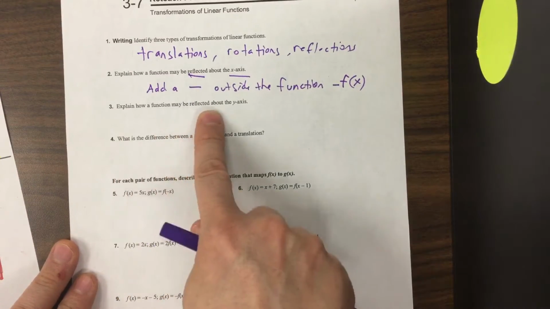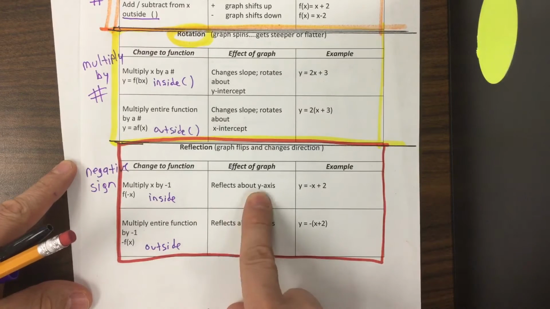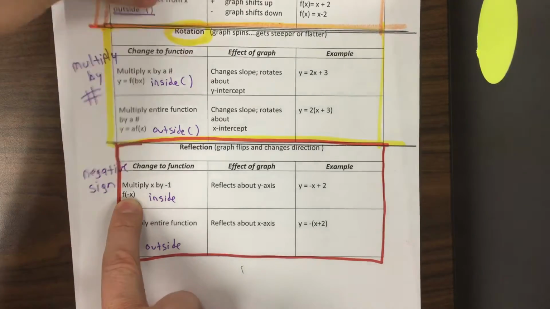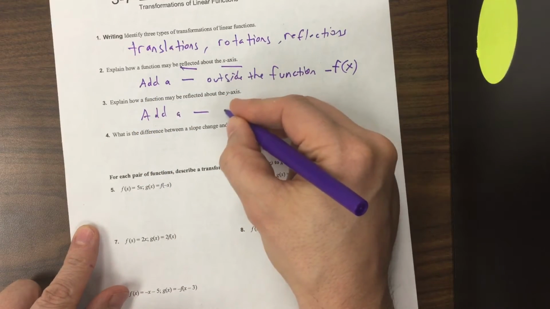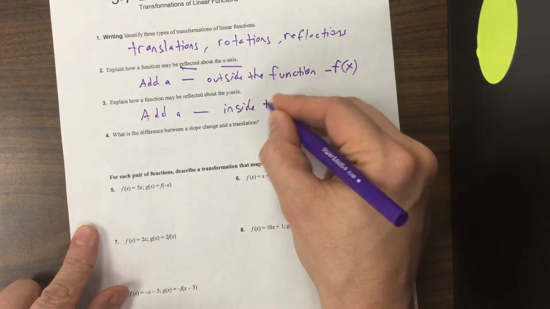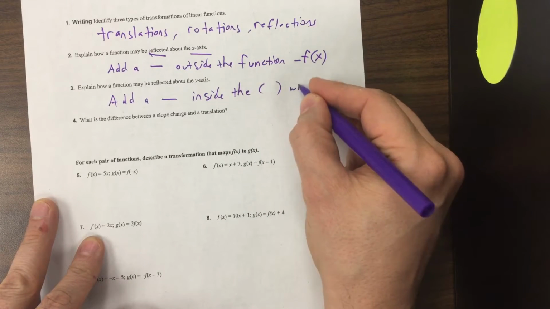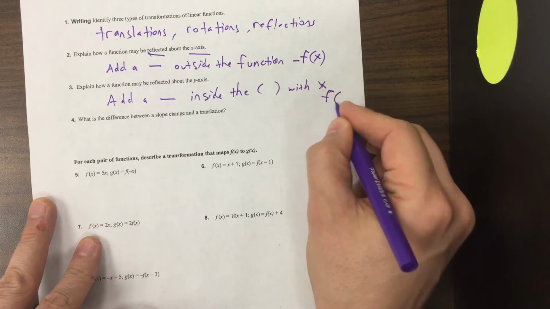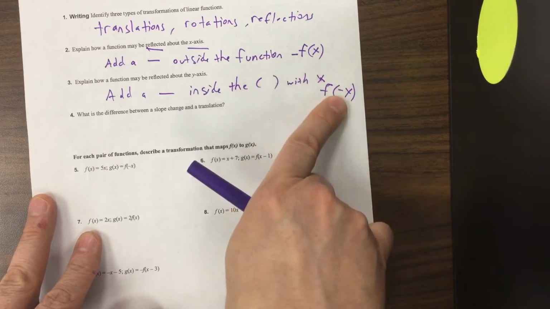Number three. Explain how a function may be reflected about the y-axis. Again, reflection is this section. Y-axis, you put the negative sign inside the parenthesis with the x. So it's inside the function with the x. Add a negative sign inside the parentheses with the x. And my example would be f of negative x, like that. See the difference? This one's on the outside, this one's on the inside.